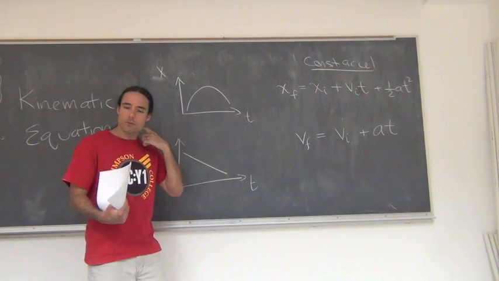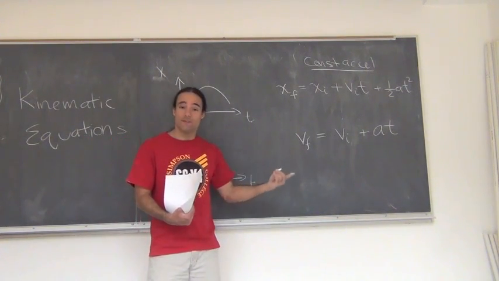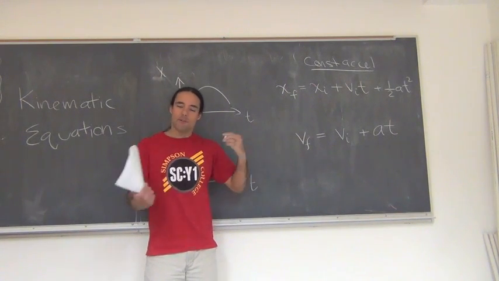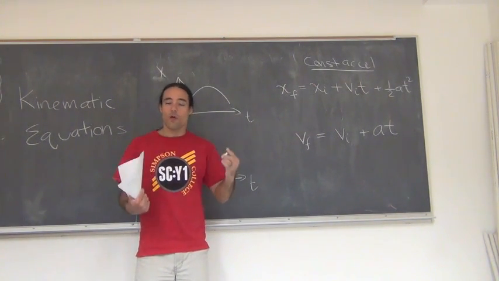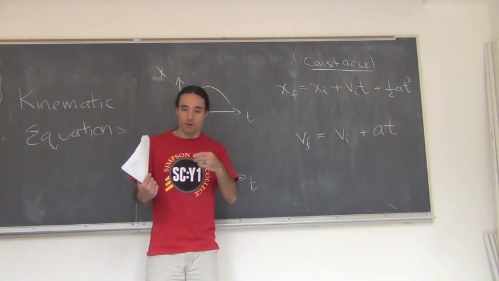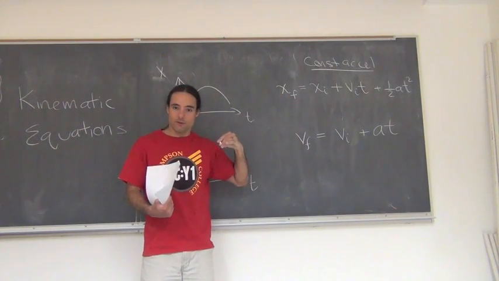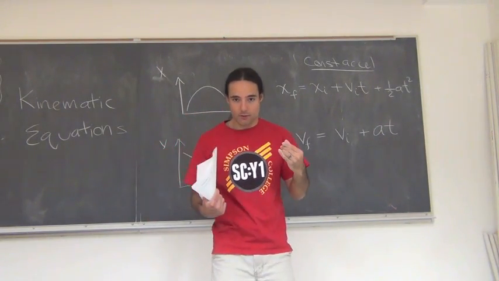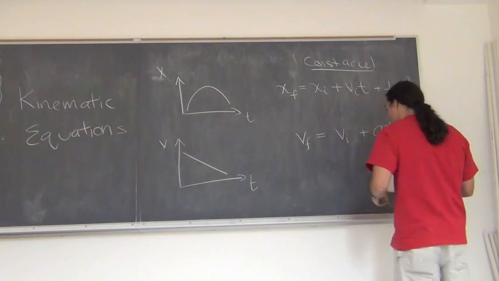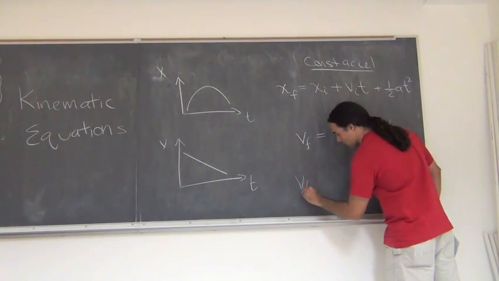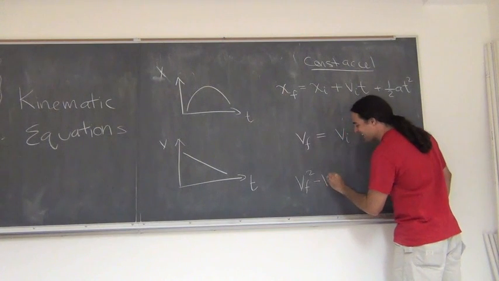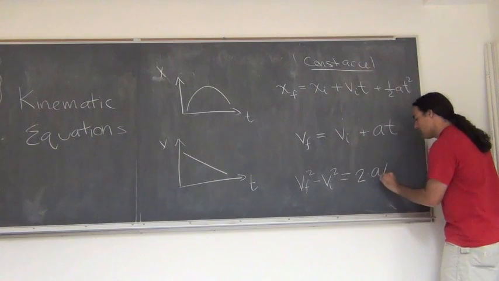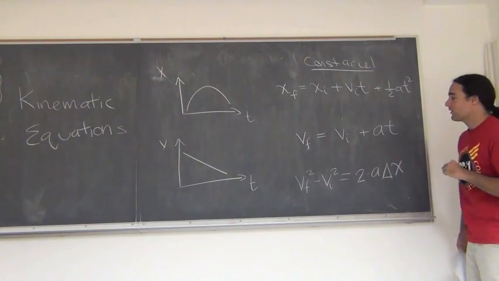However, sometimes you get into trouble because you have to solve a problem where you're not given the time. So we could do lots of algebra to solve one of these equations for the time, but that can be a little nasty. So what a lot of physics books do is they will give you a third equation that's really just a rearrangement of these two equations. Essentially what you do is you solve for the time in one equation and then you substitute it into the other equation. When you do that, you will get a third equation, which looks like this. v final squared minus v initial squared equals 2 times the acceleration times delta x, which is just x final minus x initial.